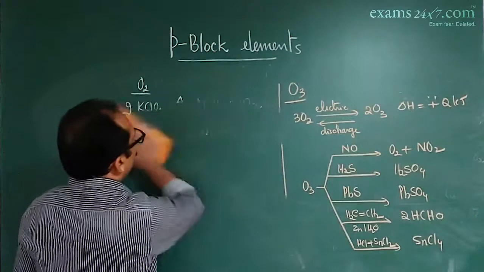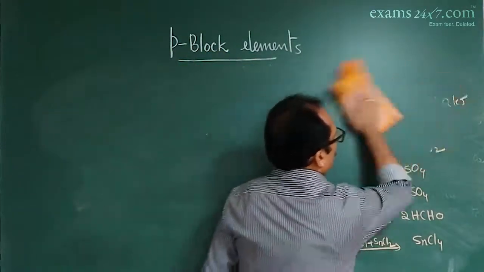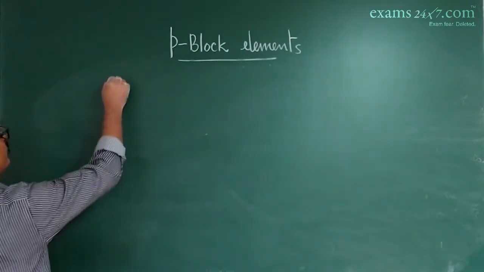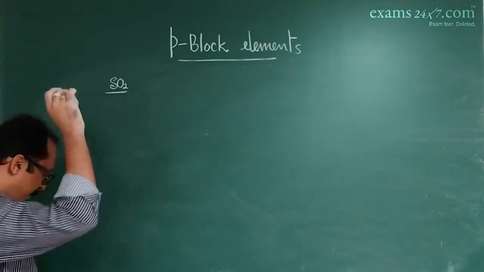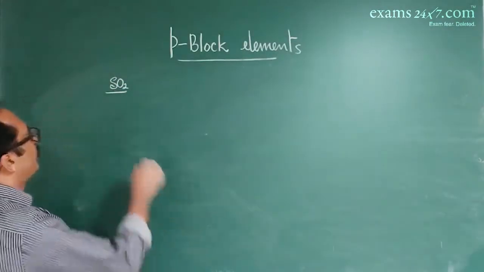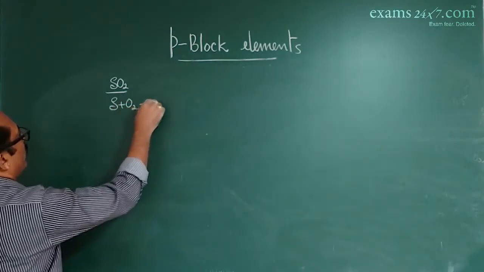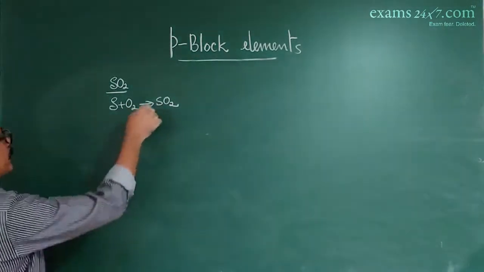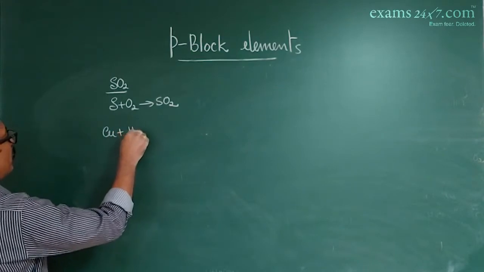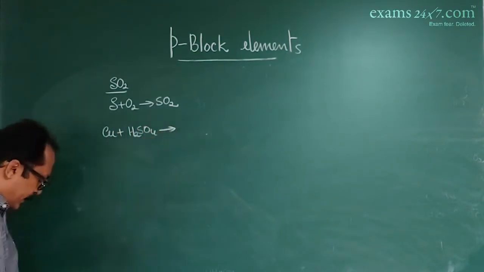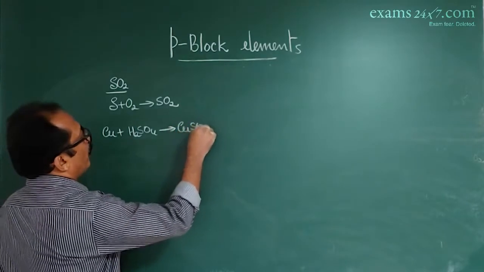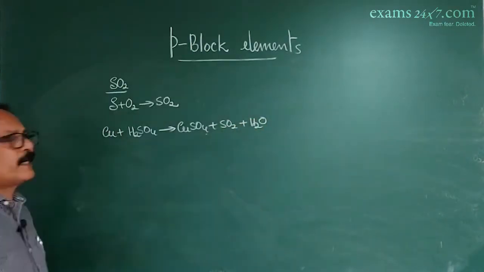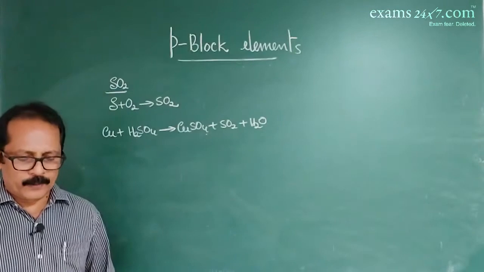Next, moving on to sulfur dioxide, SO2. Preparation of sulfur dioxide: direct combustion of sulfur. Sulfur undergoes combustion, that gives sulfur dioxide. Now, in the laboratory, sulfur dioxide is prepared by treating copper with concentrated sulphuric acid. That forms copper sulfate, liberating sulfur dioxide. This is about lab preparation of sulfur dioxide.